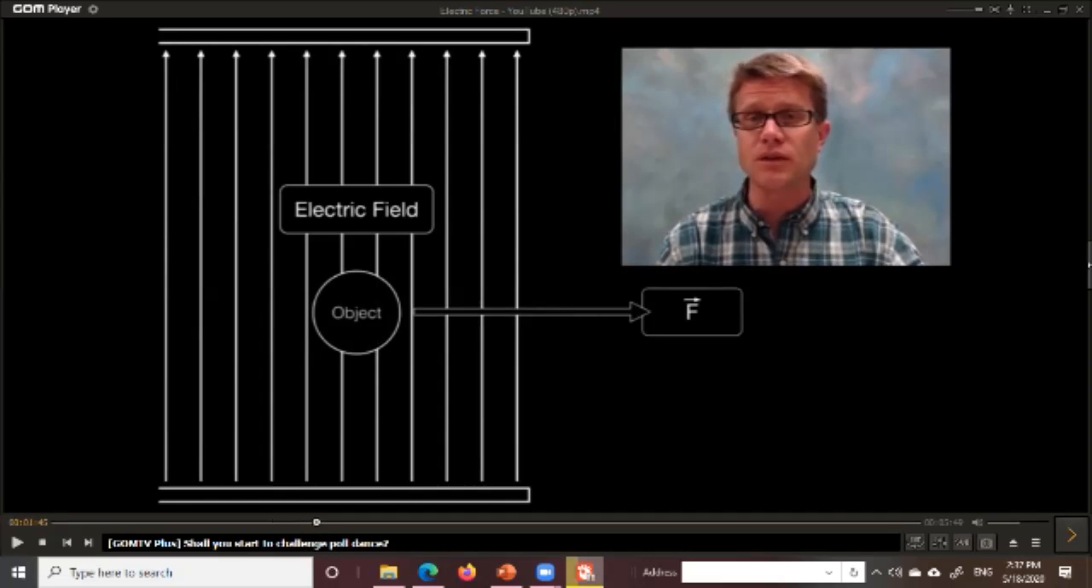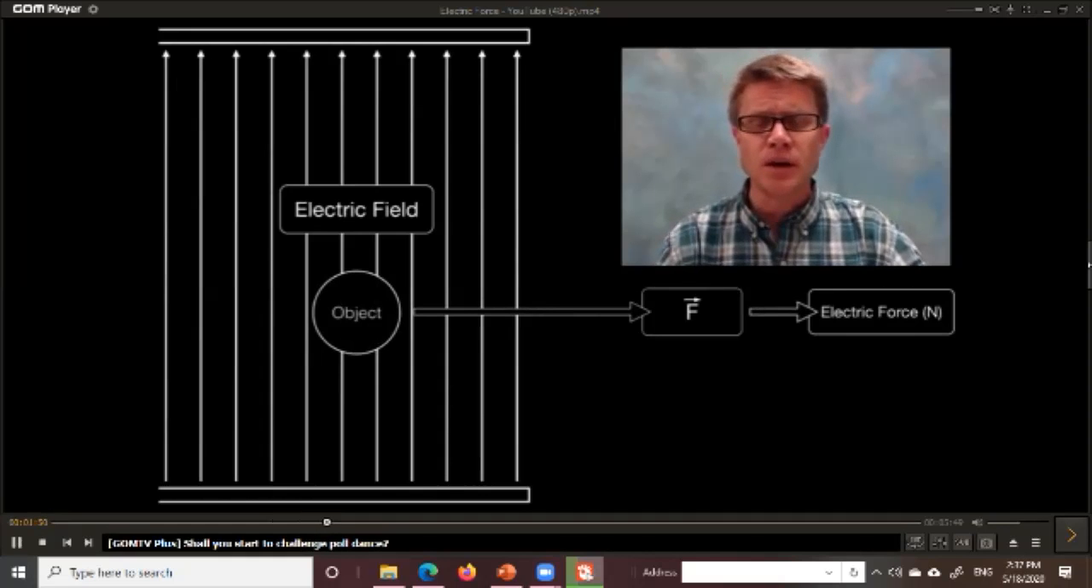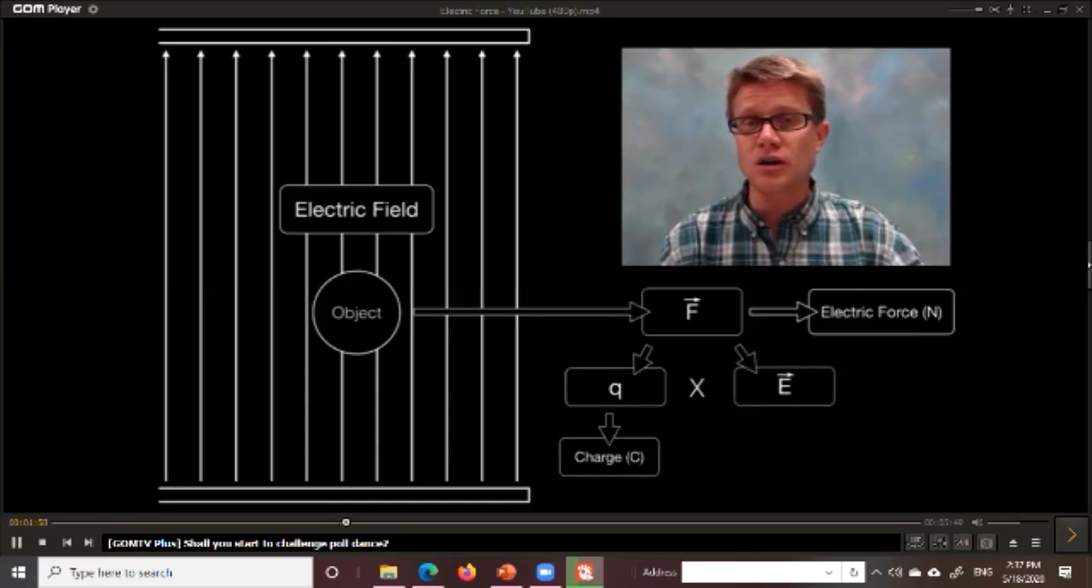That's a vector force in newtons, and we call it the electric force. Now, what makes that up? Well, two things. It's going to be Q multiplied by E. And so what's Q? That's going to be the charge of that object that we're putting inside the electric field. And then what is E? It's the electric field strength.